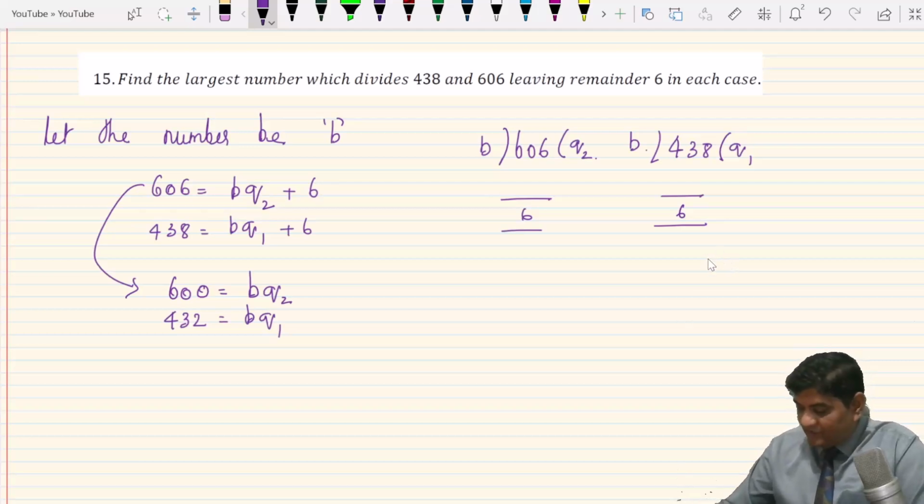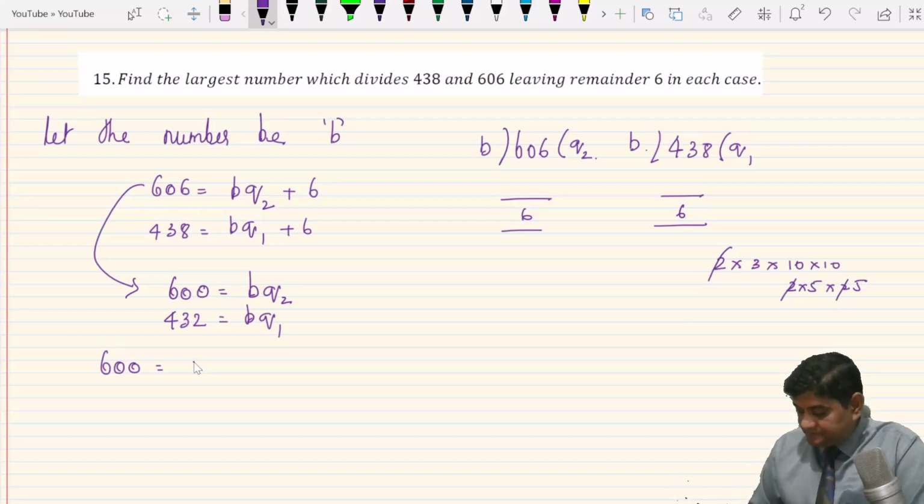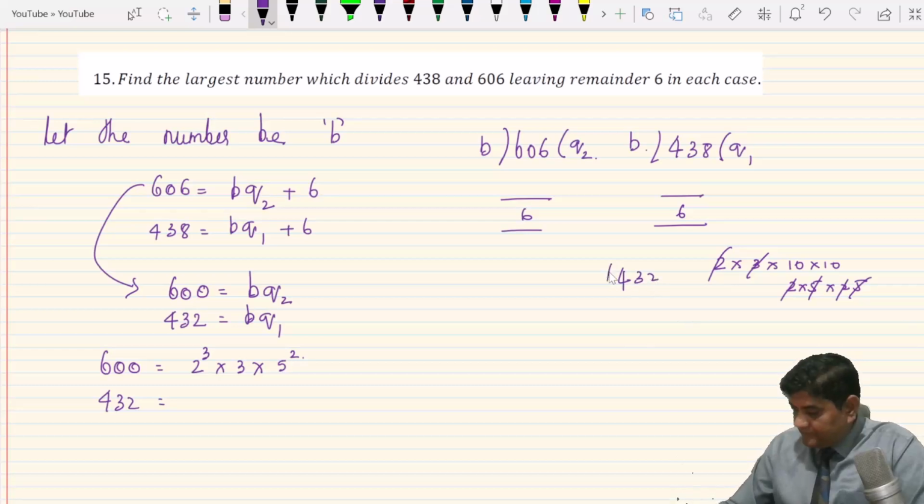So if I'm prime factorizing 600, I'm going to have 2 into 3 as 6, and then 100 is 10 into 10. So this is 2 into 5 and 2 into 5. So I'll have three 2's multiplied with one 3, multiplied with two 5's. Next, let's factorize 432. So I start with the 2, 2 to the 4, 2 ones are 2, 2 sixes are. I know this is 6 cubed.